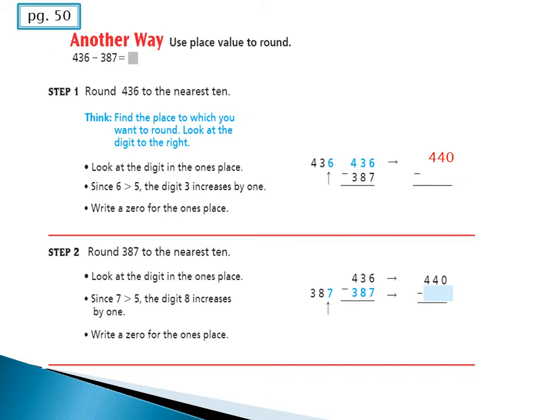Now let's move to step 2. Round 387 to the nearest 10. Look at the digit in the ones place. What is it? 7. Since 7 is greater than 5, the digit 8 increases by 1. So it will be 390. Write a 0 for the ones place.